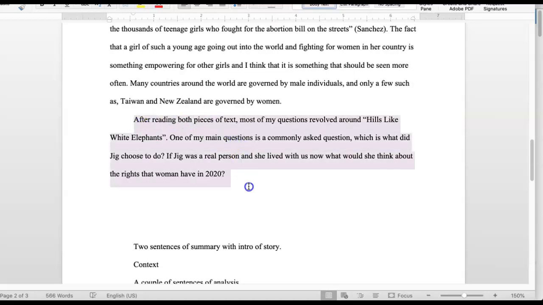And the conclusion says, after reading both pieces of text, most of my questions revolved around Hills Like White Elephants. One of my main questions is a commonly asked question, which is, what did Jig choose to do? If Jig was a real person, she lived with us now, she would think about the rights that women have in 2020. All right. So obviously issues with some grammar things and with usage and with making sure the words are in the right position and whatnot.